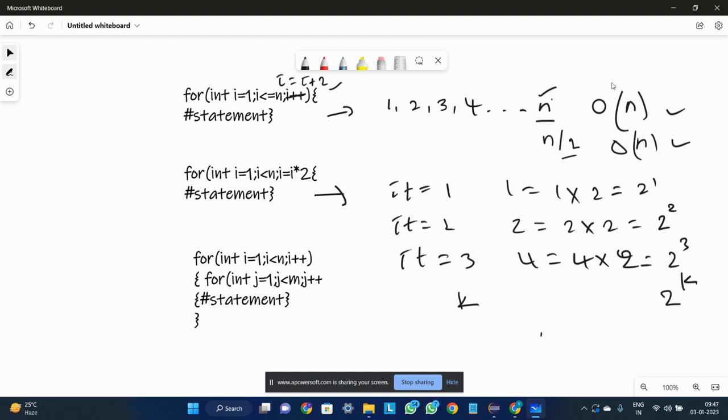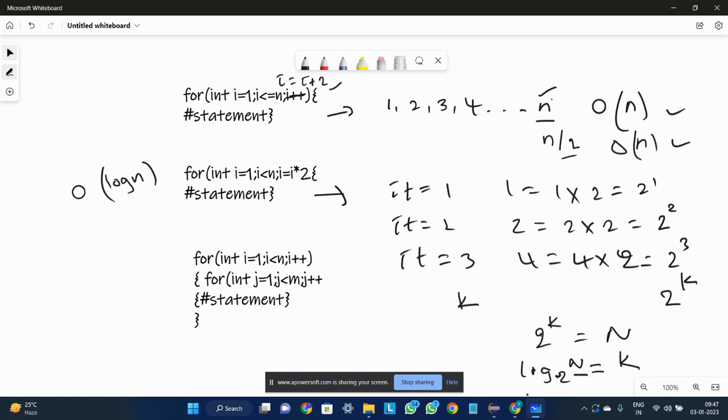So what does it mean? 2 power k will reach n, and if we write it in logarithmic form, log n base 2 is equal to k. So can we say the time complexity is order of log n? Yes.